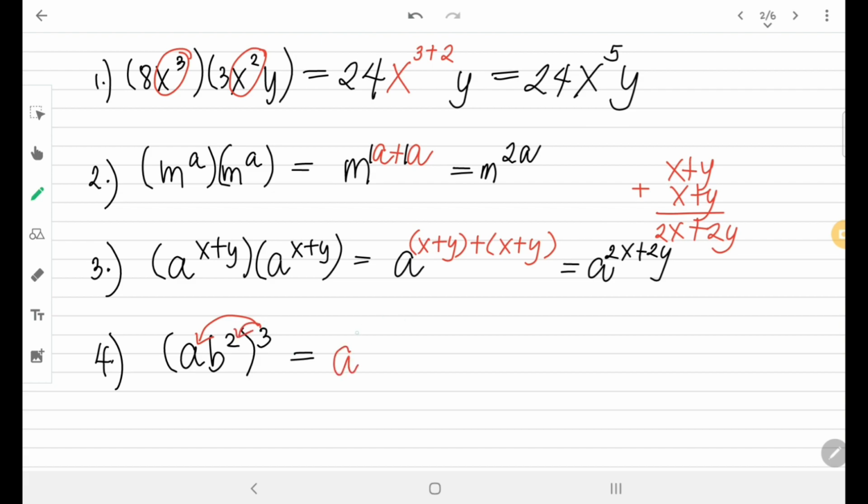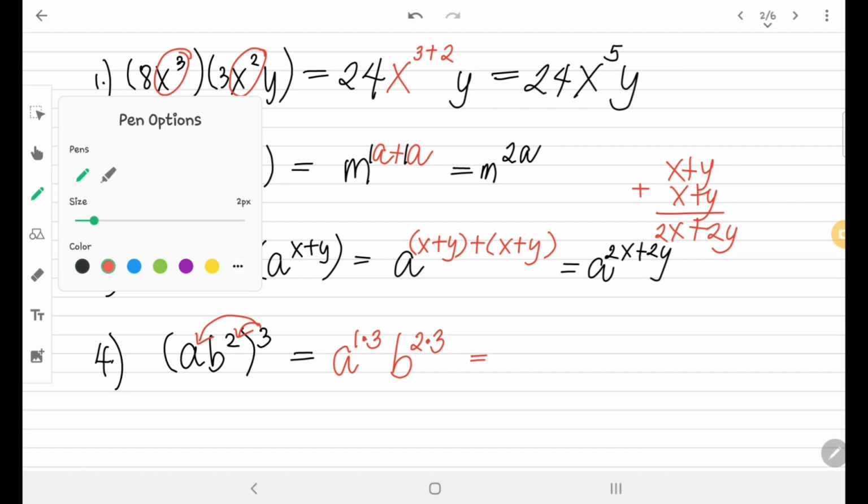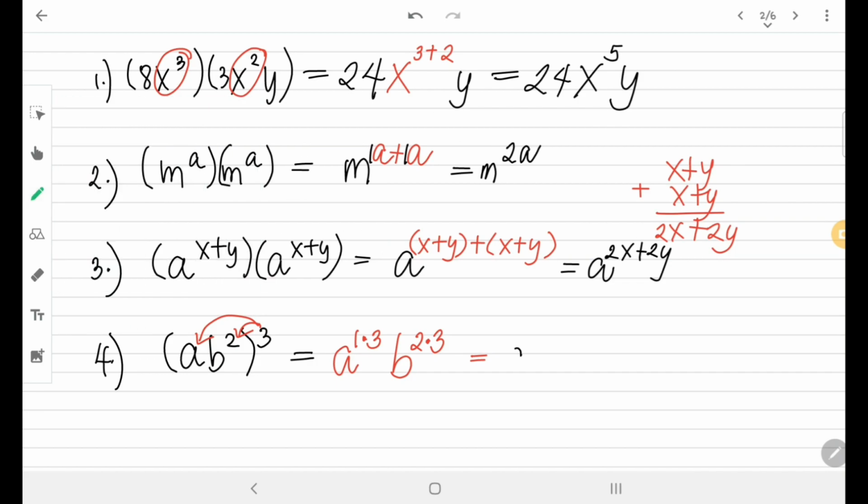So A, you don't see an exponent, which means it has a 1. This is what I've been saying earlier. And then, we times the 3, the exponent outside. Then, B has an exponent of 2. This we times the exponent outside. So, let's now get the answer. So, A, and then solve B. Then, we multiply 1 times 3. Of course, that is 3. And 2 times 3 is 6. So, B raised to 6. So, this is our final answer.